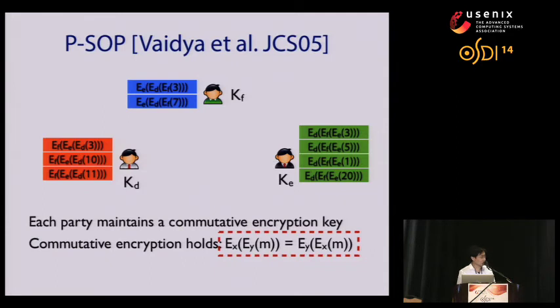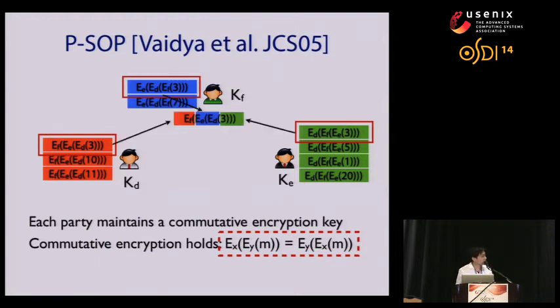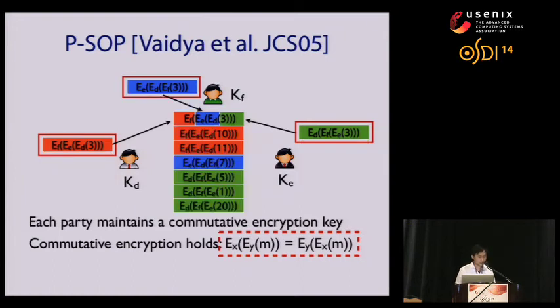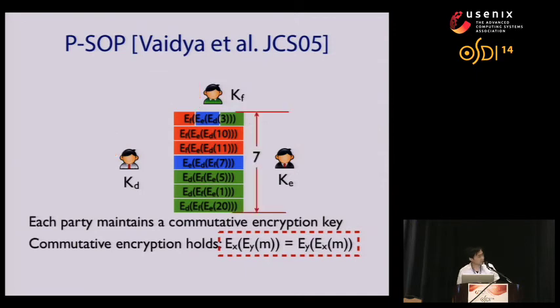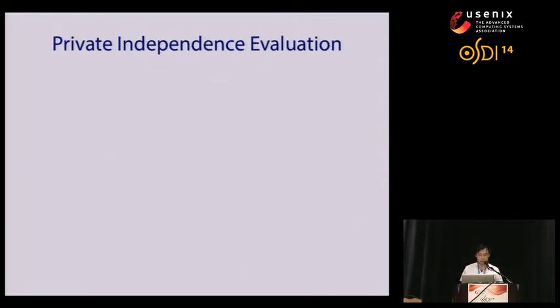dataset. Because of the commutative encryption key property, each party can compare the ciphertext and learn how many elements are overlapping. In this example, they can know there is only one overlapping element, and they can know the set union cardinality is 7.